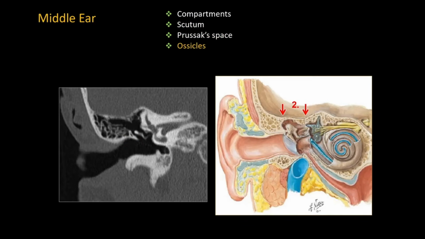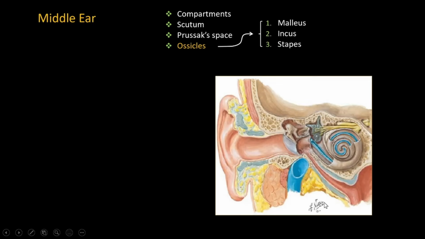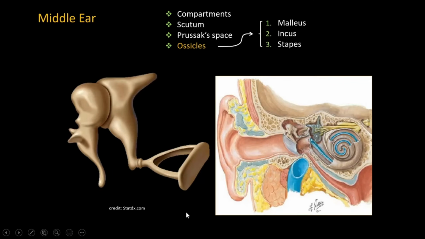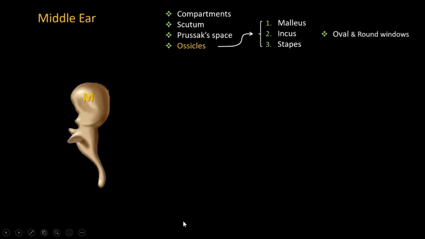Then let's turn our attention to ossicles. As you remember, the ossicles are three parts. It has a malleus, incus, and stapes. In this nice diagram from StatDx, you can see malleus, incus, and stapes. If you look at them individually, malleus has an umbo, the very tip, connected by the handle or manubrium, two processes, a neck, and the head of the malleus.